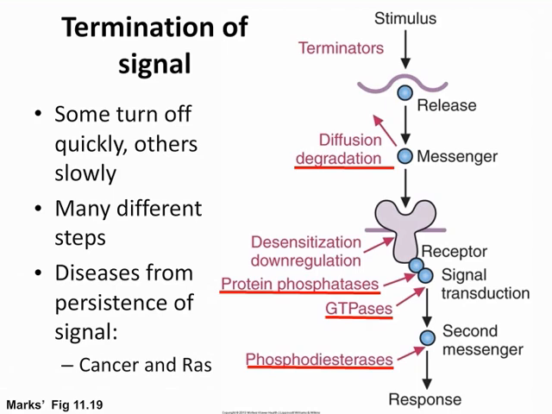The picture to the right is what we've been looking at this whole chapter. How does a chemical messenger work? First, you need a stimulus. That's going to cause a release of the messenger. The messenger binds to your receptor. The receptor sends a signal down, sometimes through a secondary messenger, and then you get a response. Everything that's in pink are your terminators. He could ask, which of the following are signals of termination? We have diffusion, degradation, desensitization, downregulation, protein phosphatases, GTPases, phosphodiesterases. All of those are examples of terminators.